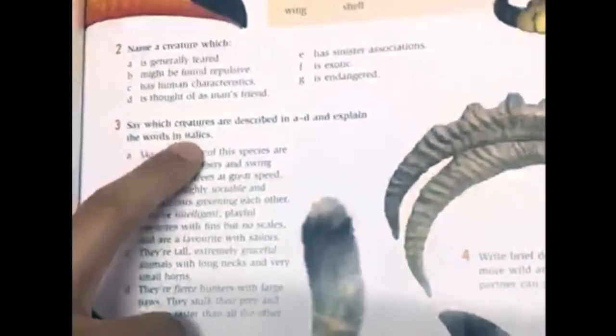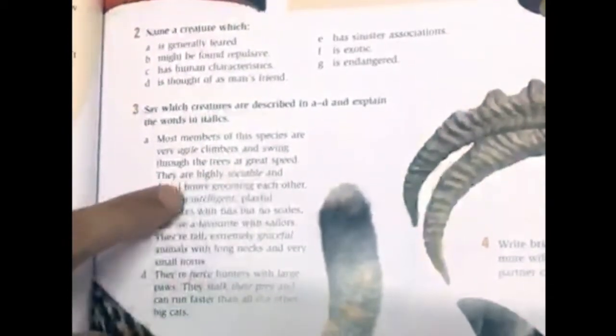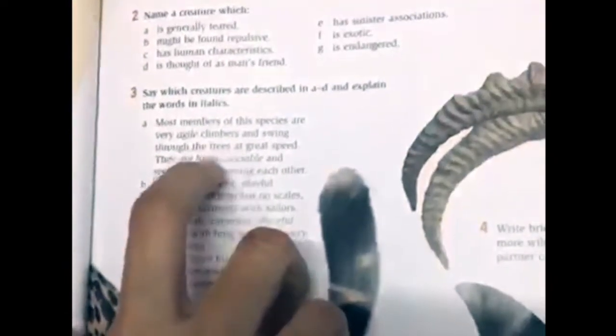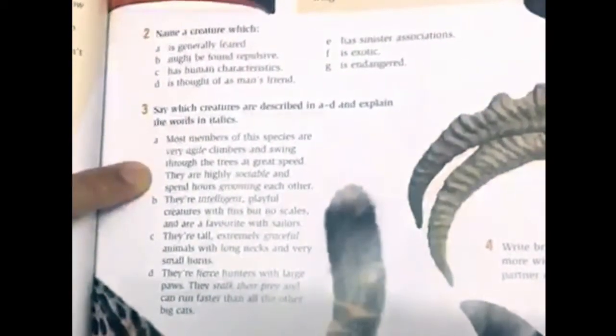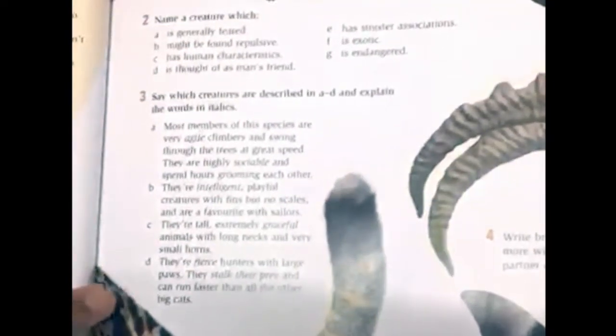Say which creatures are described in A to D and explain the words in italics. So number 3, most members of this species are very agile climbers and swing through the trees at great speed. They are highly sociable and spend hours grooming each other. Agile means you move very fast and quickly. So for A, the answer could be a gibbon. Try to do from B to D.